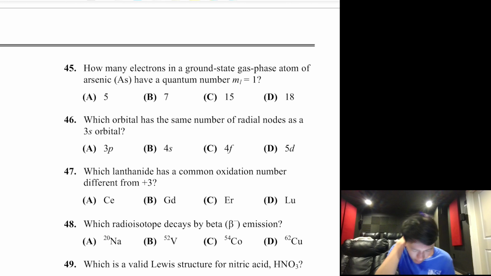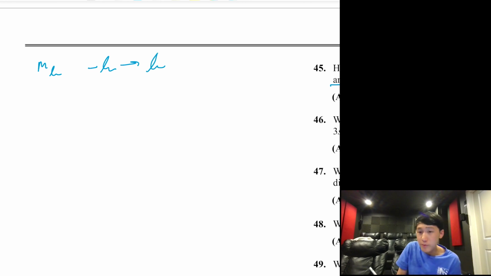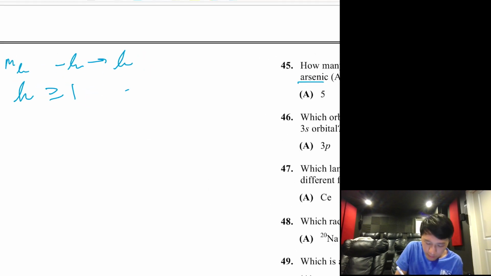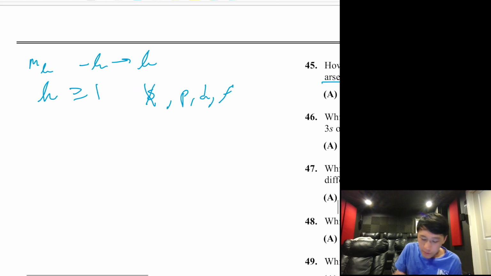Problem 45. How many electrons in a ground state gas phase atom of arsenic have a quantum number of m sub L equals 1? So we know m sub L has the range from negative L to positive L. And in order for m sub L equals 1, that means L must be greater than or equal to 1. So what does this tell us about the orbitals? This means that we are not referring to the s orbitals, but we have p, d, f, and everything later on as orbitals we can consider. For every complete p orbital, or d orbital, or f orbital, we're going to have 2 electrons. And then if there's a half-filled subshell, we're only going to have 1 electron.